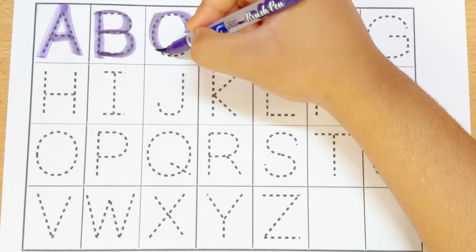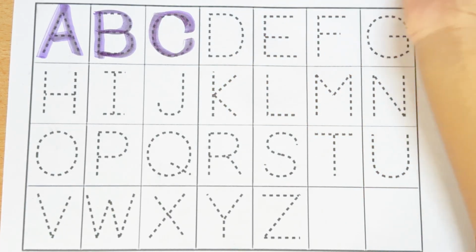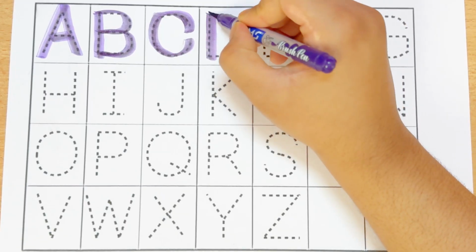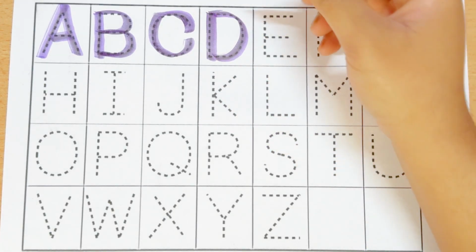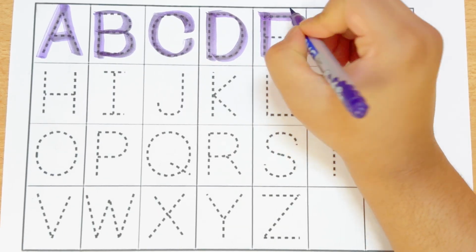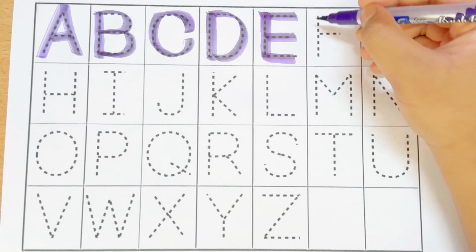C. C for chocolate. C for car. D. D for dolphin. D for diamond. E. E for elephant. E for eagle.